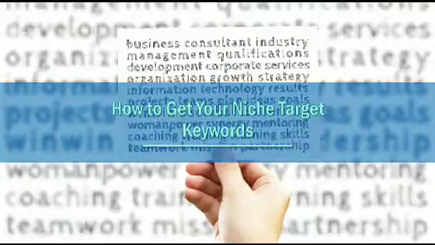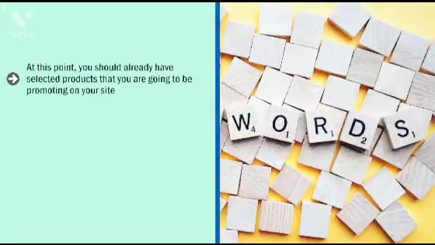How to get your niche target keywords. At this point, you should already have selected products that you are going to be promoting on your site. Your next step is to find websites that promote these products. Look at their meta descriptions. Look at their headings and subheadings and reverse engineer their keyword targets.